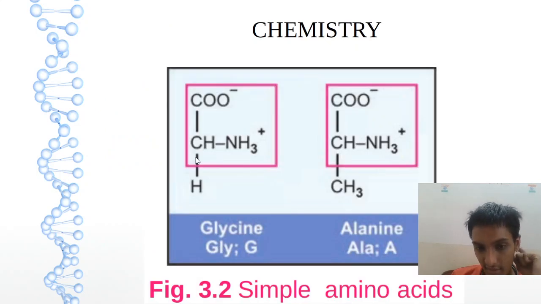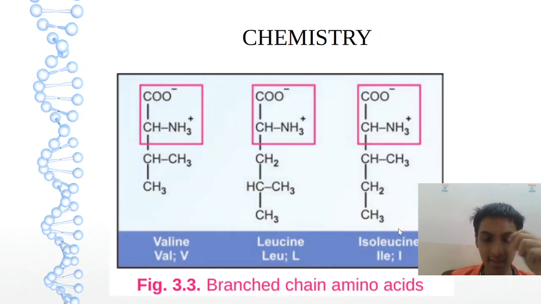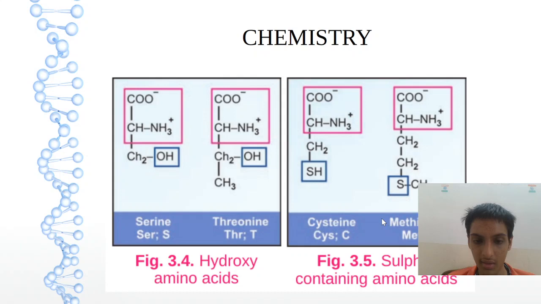Chemistry first, we have the simple amino acids like glycine and alanine. Then we are finding the branched chain, valine, leucine and isoleucine. We are finding the hydroxyl amino acids, serine and threonine. Along here, you are finding the sulfur amino acids. Cysteine you will get from the condensation of the sulfhydryl groups. And here methionine, okay?